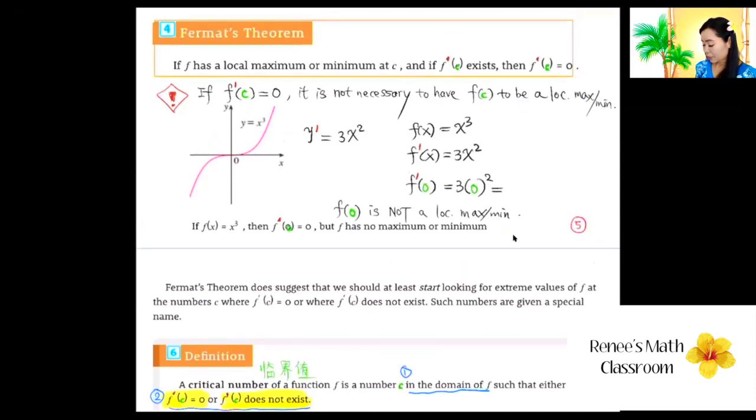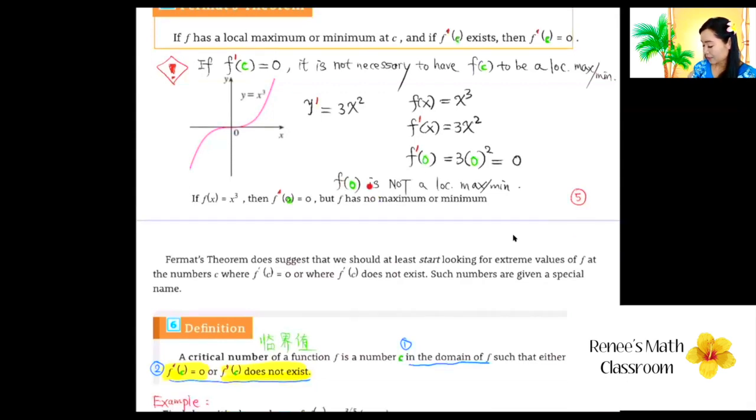So the question here is why f prime of 0 equals 0. This function here is f of x equal to x cubed. That's the x cubed function right here. So differentiate that, we get 3x squared. Now you substitute 0 into x. So 3 times 0 squared, and what does it equal? You get 0. So f prime of 0 is equal to 0. However, the function value here at 0, is it a local max or local min? It's not. So this function value f at 0 is not a local max or local min.